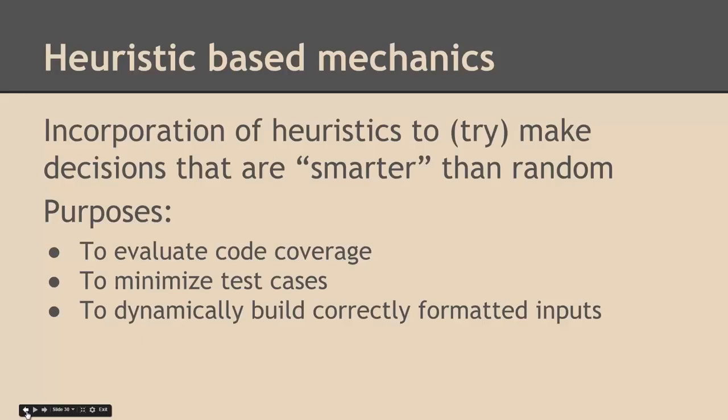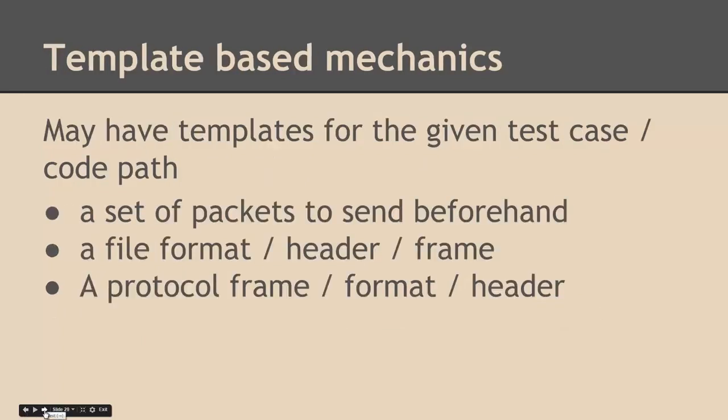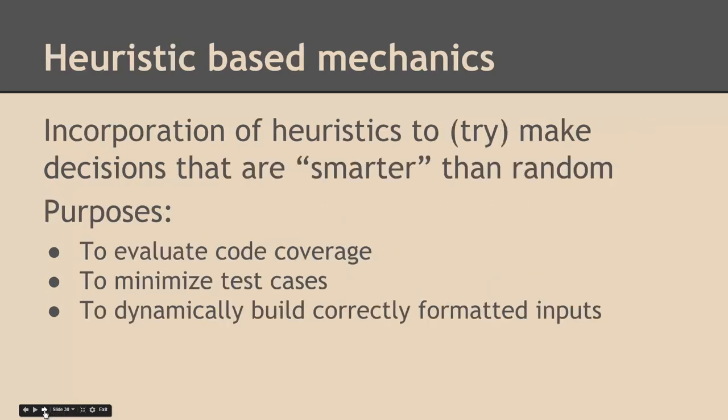This is obviously the template-based approach for exploring specific code paths. Heuristic-based mechanics is any mechanic that involves making smarter decisions on how to trim the test state space, or to reduce the number of test cases, or to evaluate code coverage and fuzz accordingly to maximize code coverage, or to dynamically build correctly formatted inputs in case it recognizes there is repeated failure. All of these are kind of on the same side of the coin as differential fuzzing.